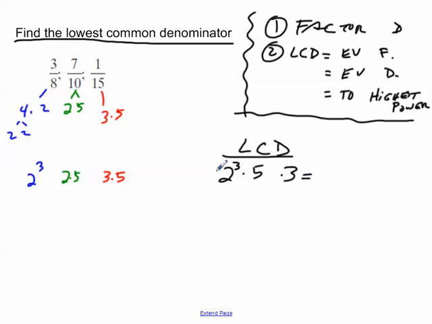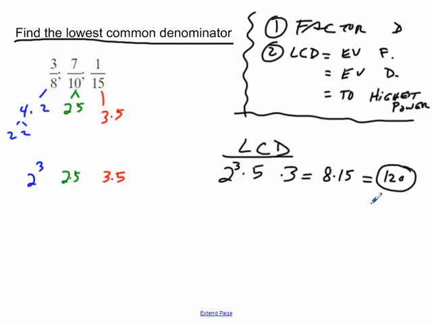So that makes our lowest common denominator 2 cubed times 5 times 3, because we factored our denominators, we listed every factor from every denominator, and we raised it to the highest power. So now we make it a little prettier. 2 cubed is 8 times 15, because 5 times 3 is 15. 2 cubed is 8. 8 times 15 is 120.